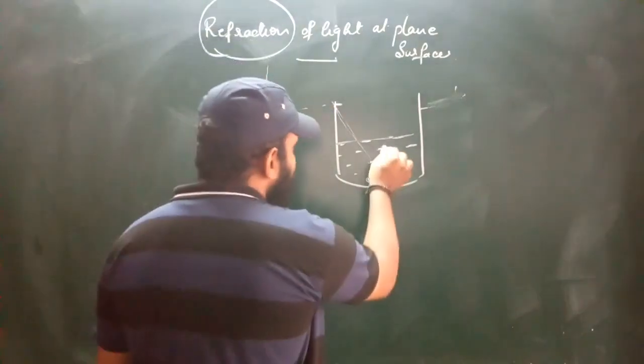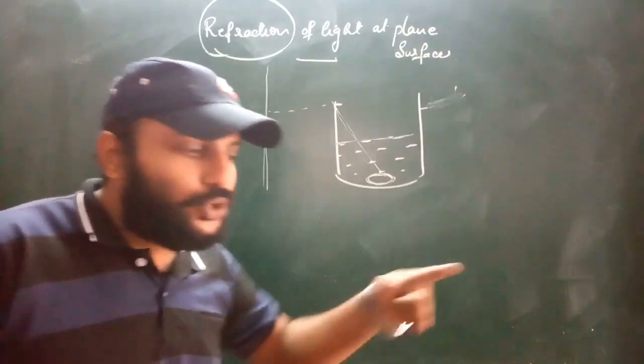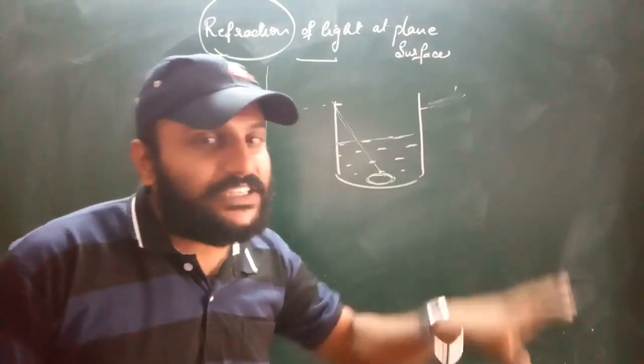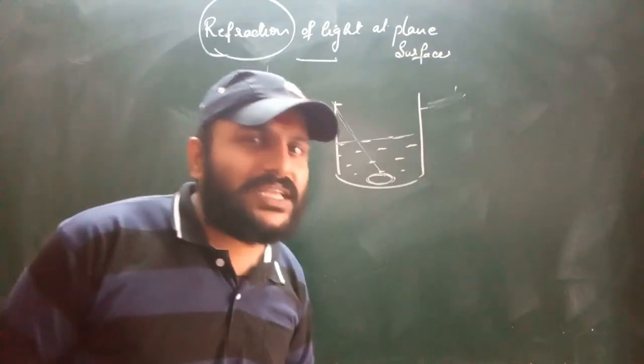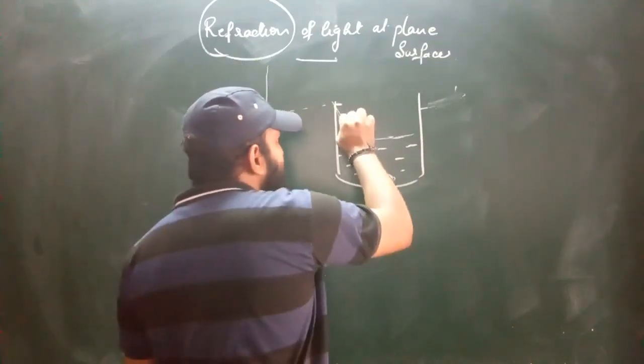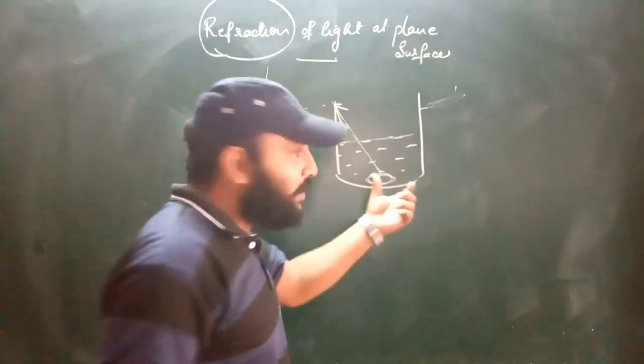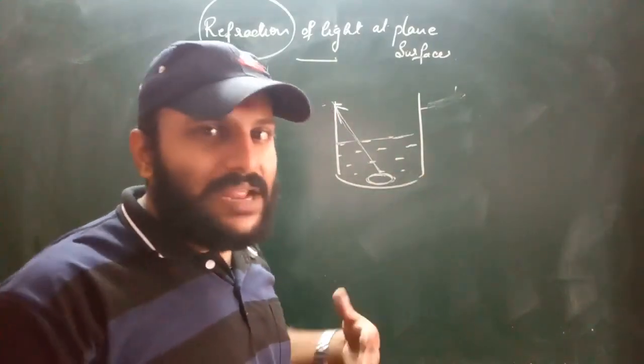Okay, understand what I am saying? The distance where I was unable to see the coin, when the vessel is filled with water, now I am able to see the coin. Now I am able to see the coin means what? At first instant, whatever the direction the light rays was coming from the coin, from that direction I was unable to see the coin.